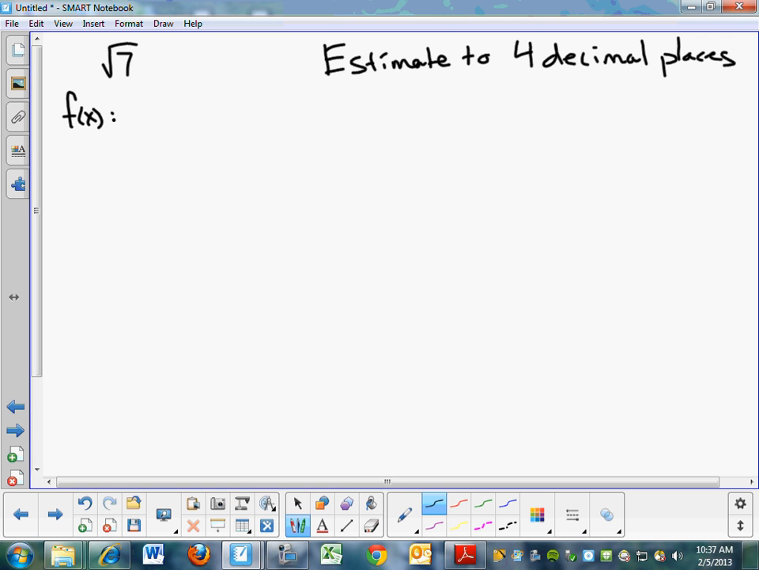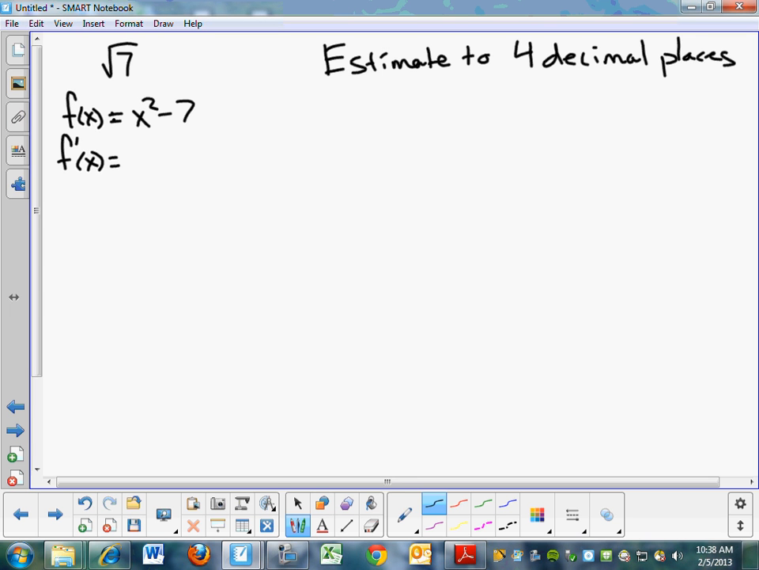What would be your function that has a solution at the square root of 7? f of x equals x squared minus 7. Is anybody confused how I came up with that? Okay, so if you add 7 to both sides and square root both sides, right? Okay, so that's the first thing. What if I had, let's just ask this, what if I had the cube root of 11? What would be my... Okay, so you got to be able to come up with the function.